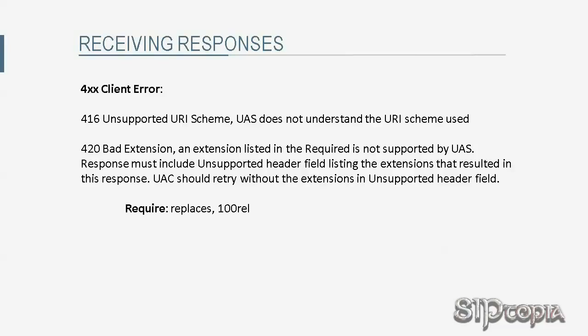A simple example would be Tarzan calling Jane with an INVITE request that has the following Require header field: Require: replaces, 100rel, and Jane's SIP phone not supporting one or more of these extensions listed. In this case, Jane's SIP phone would respond with 420 Bad Extension and list the extension that caused this response in the Unsupported header field.